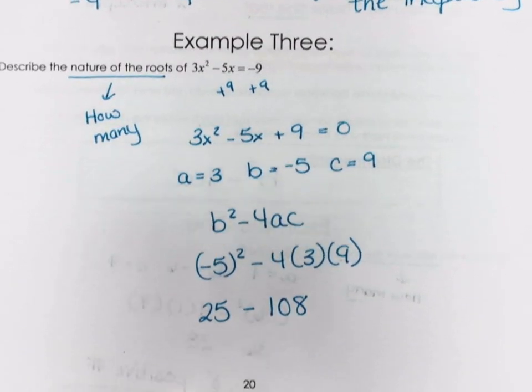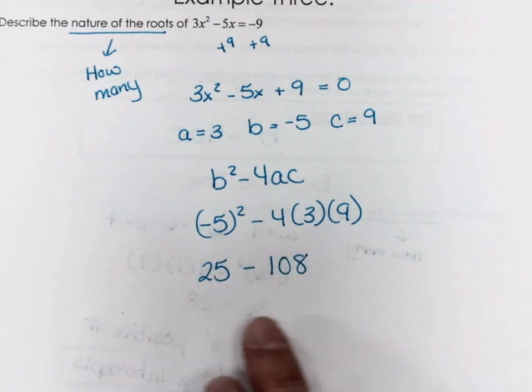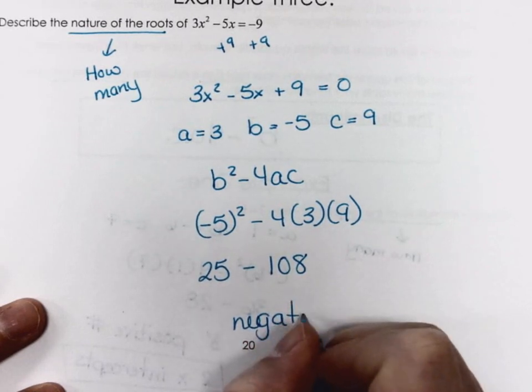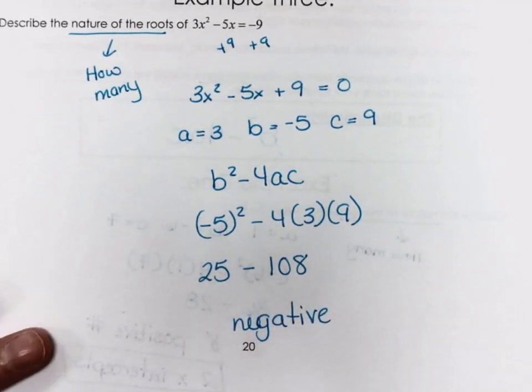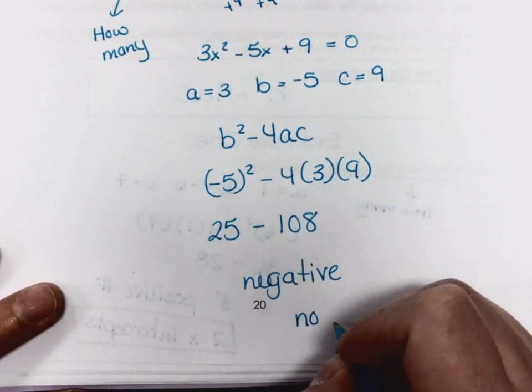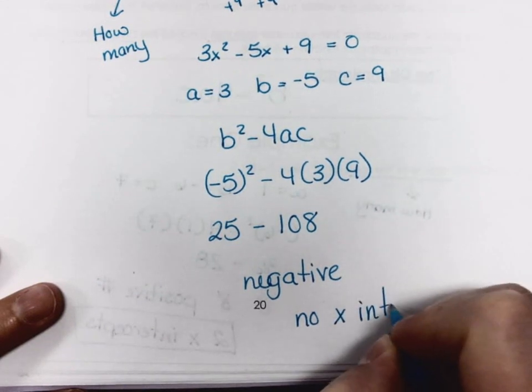Okay, do I need to finish this? Do I actually need to know what that number is? I don't. What do I need to know? What is my answer going to be? It's going to be negative. And so what does that tell us? No roots. No x-intercepts. I'm just going to write it like that.